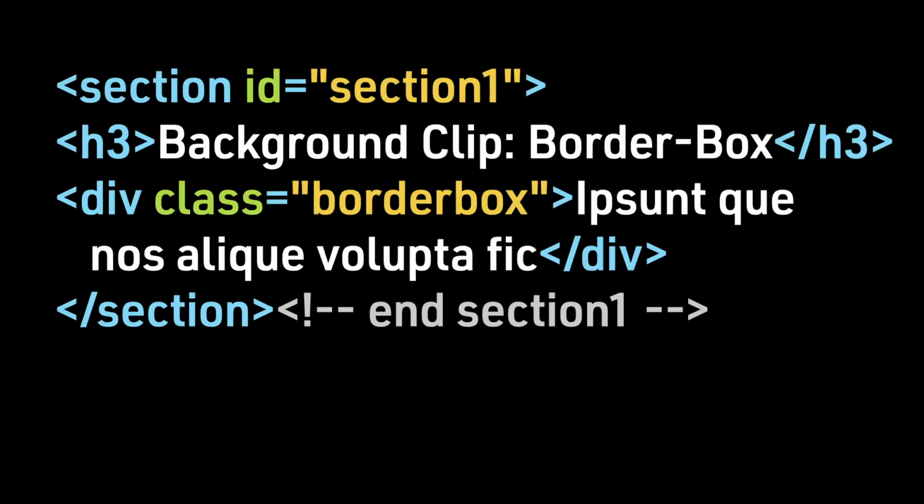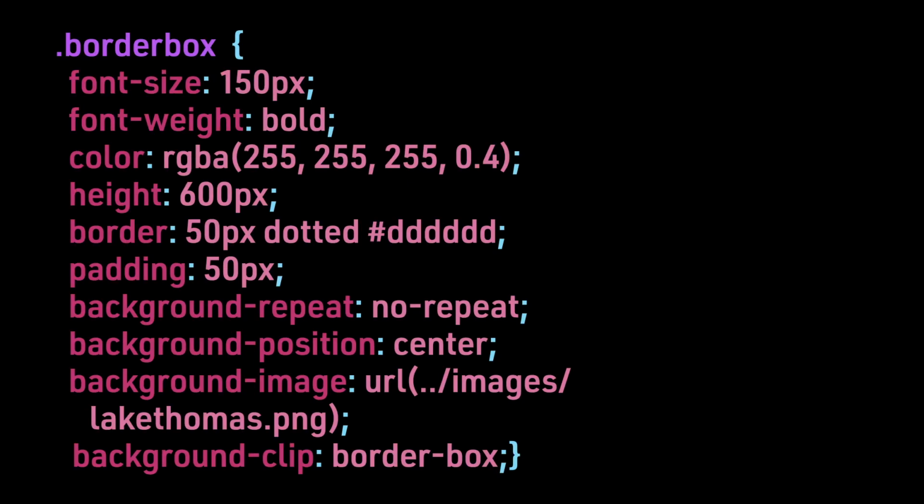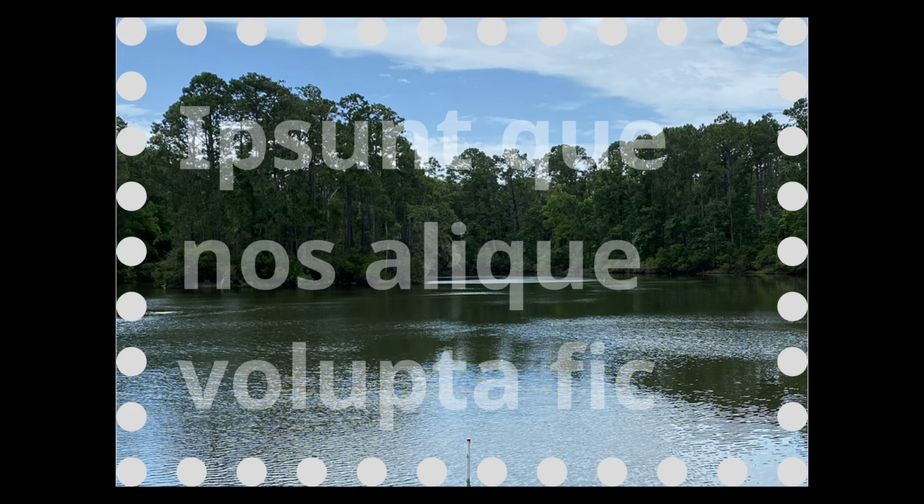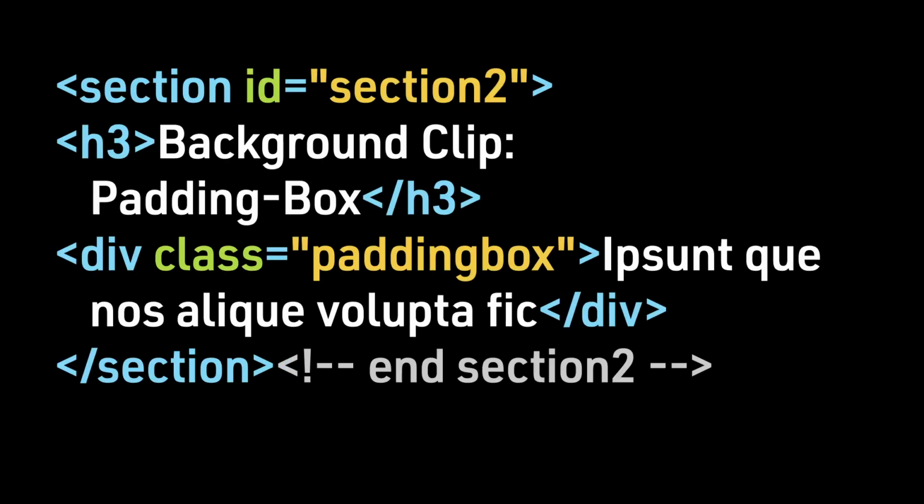Here's the HTML. Again, we are using class attributes to target our CSS. Here is the CSS for border box. We will be keeping many of the properties the same from example to example. Because we have text in this example, we've indicated font size, font weight, and a transparency on the text color. This is how this would display. Here is the HTML.